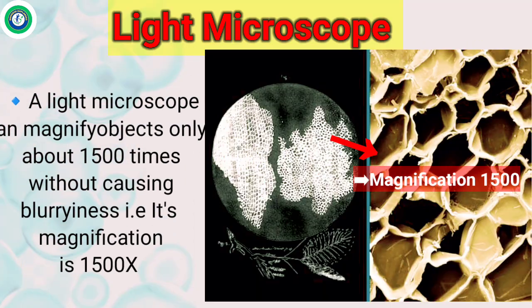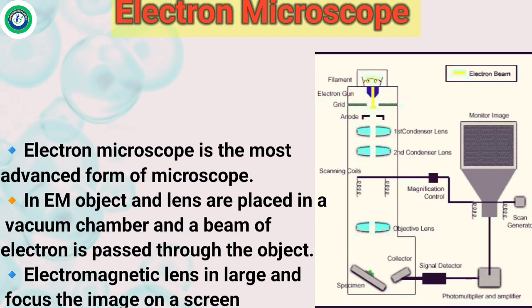A light microscope can magnify only about 1500 times without causing blurring. Its magnification is 1500 times larger than the actual size.